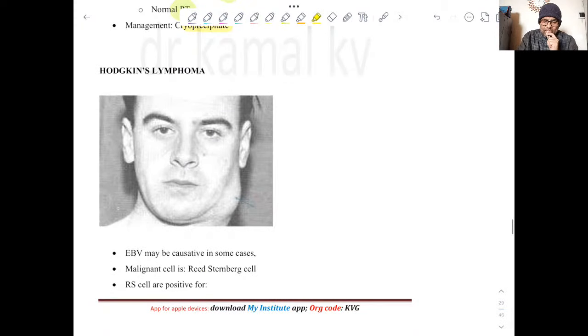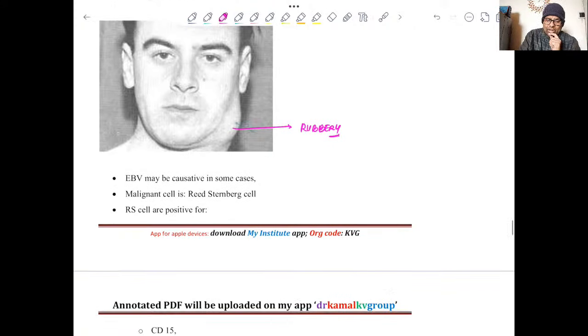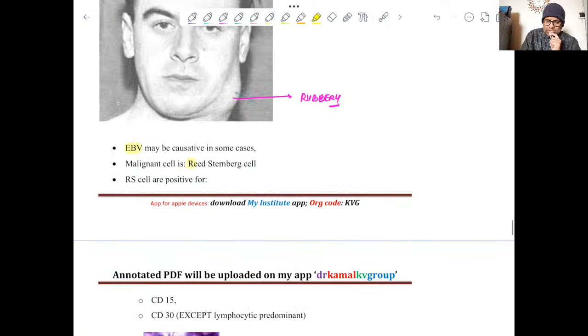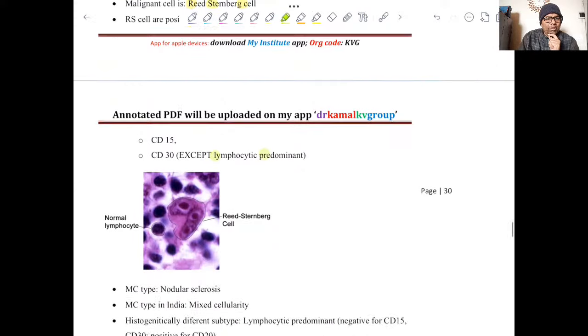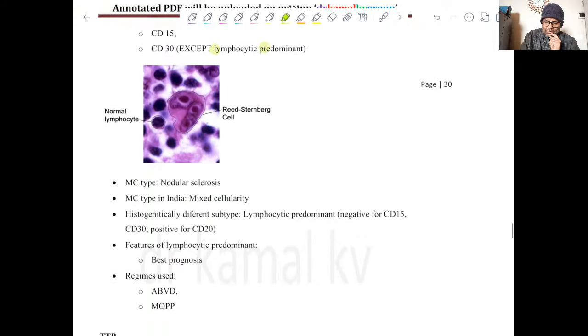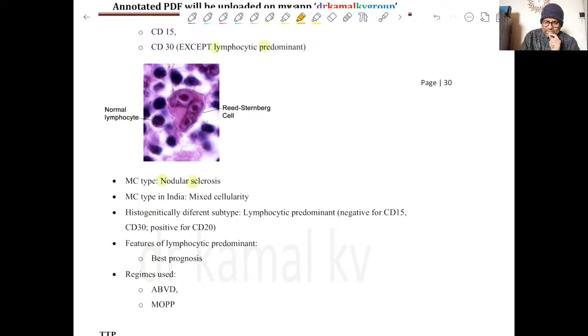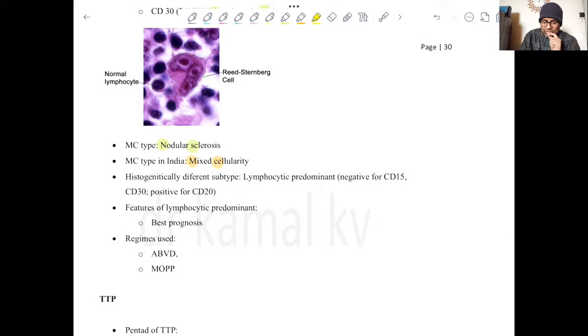Moving forward to Hodgkin's, and here you can see enlargement of cervical lymph node, and if you feel the lymph node, it will be rubbery. So it can be related to Epstein-Barr virus. Reed-Sternberg cells are the malignant cells which are positive for CD15 and 30, except in lymphocyte predominant. Most common worldwide is nodular sclerosis. In India it is mixed cellularity, and lymphocyte predominant is histogenetically different, because it is not positive for CD15 and 30, it is positive for CD20.